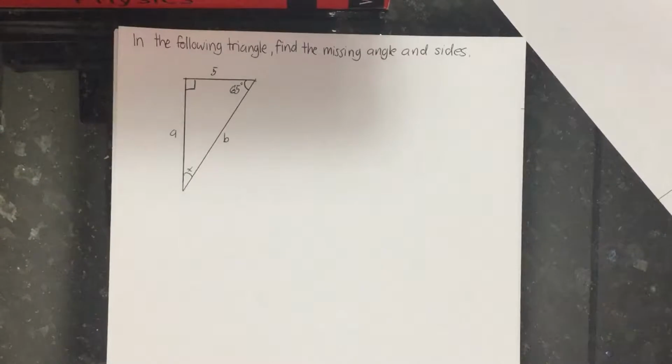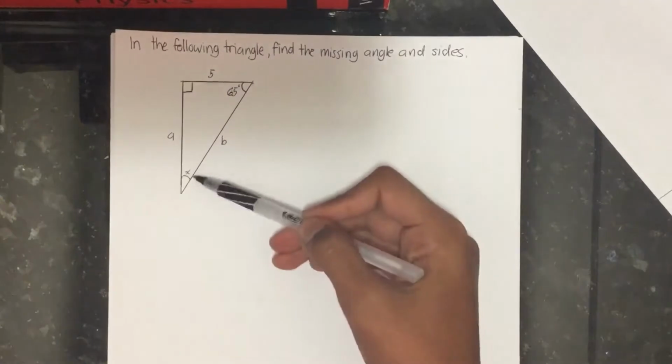Kennedy Middle School. And in this video, I'm going to show you guys how to find out missing angles in a right angle triangle and the missing sides in a right angle triangle. So, let's just get started. Here we are given a question. In the following triangle, find the missing angle and sides. So, as you can already tell, we're going to be doing multiple things. The first thing I want to get through is solving the angle.